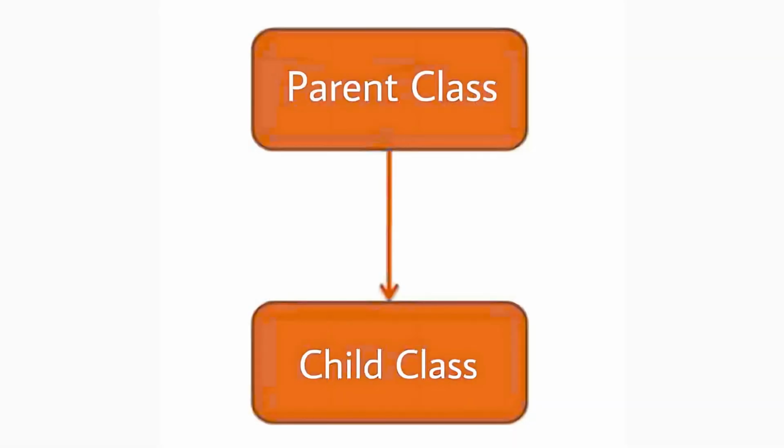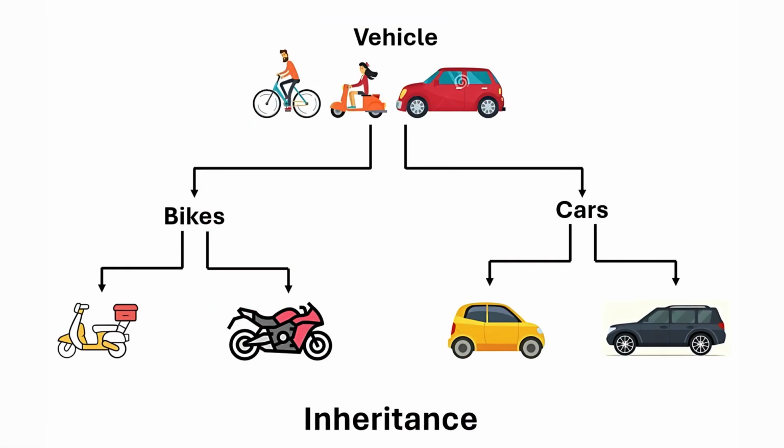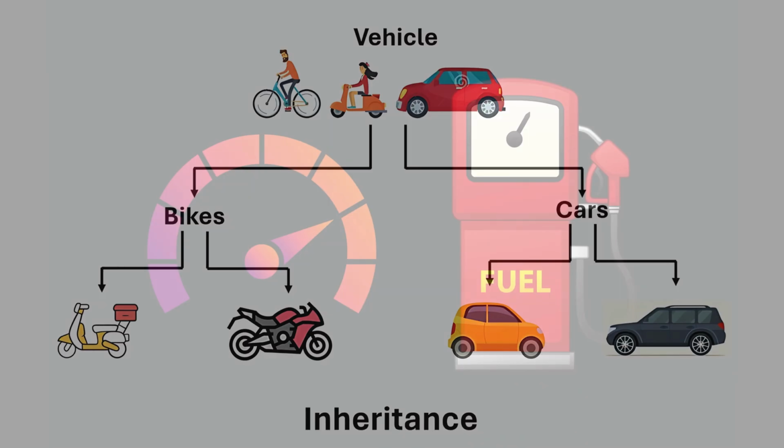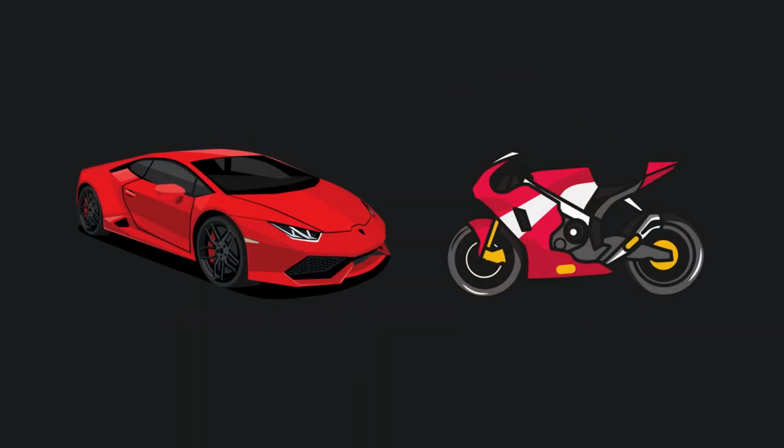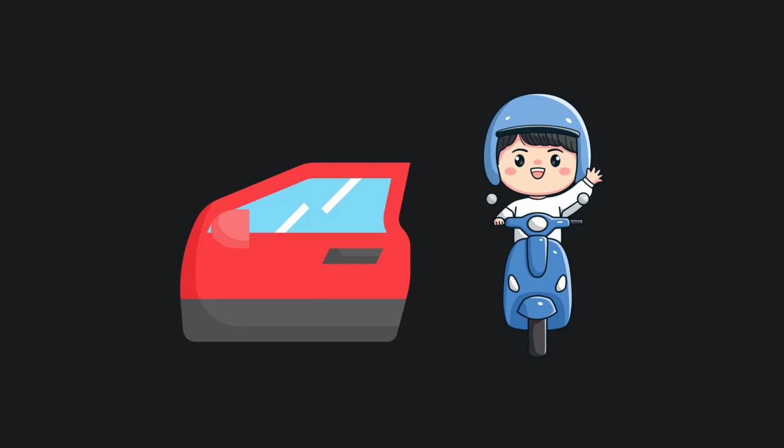In Java, a child class can inherit properties and methods from a parent class. We use the keyword extends to do this. Let's say we have a vehicle class. Every vehicle has speed and fuel. Car and bike are special types of vehicles. They both share common things, speed and fuel. But also they have their own special features.